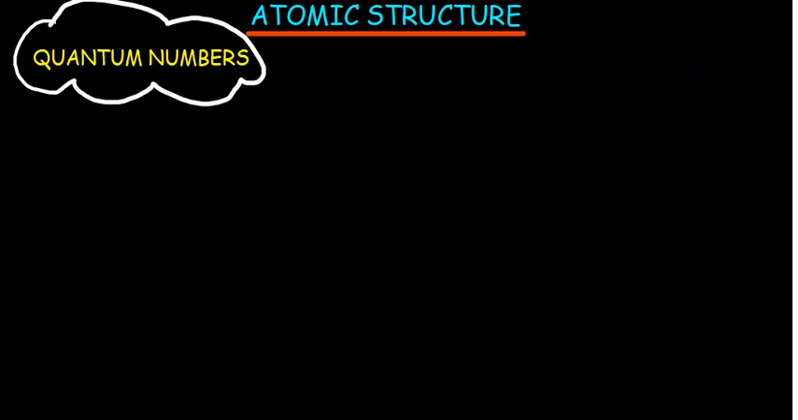The first quantum number that we should know is called the principal quantum number. To simplify things for myself, for quantum number I'm going to use Qn. What is a principal quantum number? A principal quantum number is simply the representation of the energy level in which an electron is going to be found.